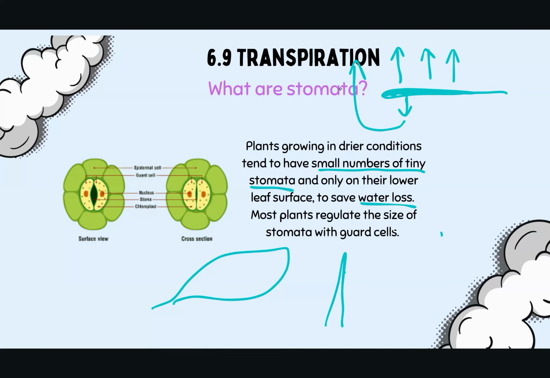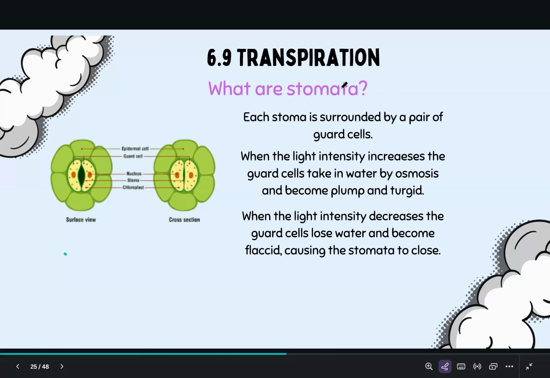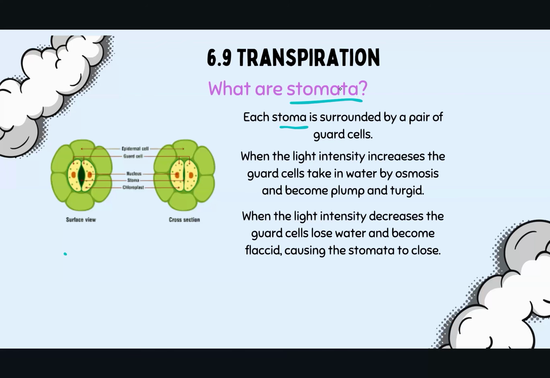Most plants regulate the size of stomata with guard cells. Each stoma, so stoma is the singular of stomata, stomata is plural, is surrounded by a pair of guard cells. So it's what I explained before, but I just wanted to say it now.